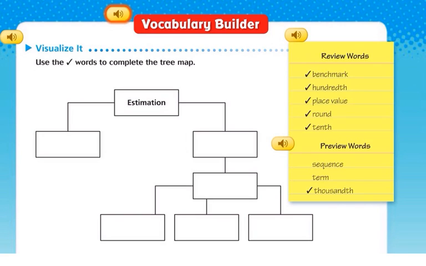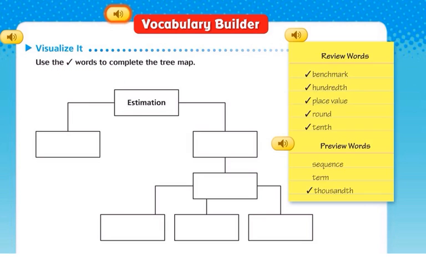Boys and girls, there's a lot of rich content vocabulary in Chapter 3, so we want to make sure that we are ready for it. We're going to start with the vocabulary builder at the top of the page. So we are going to visualize it. Use the check mark words to complete the tree map.